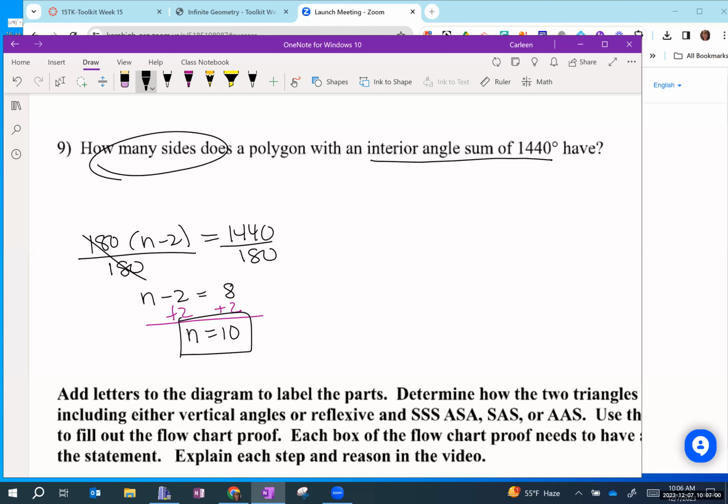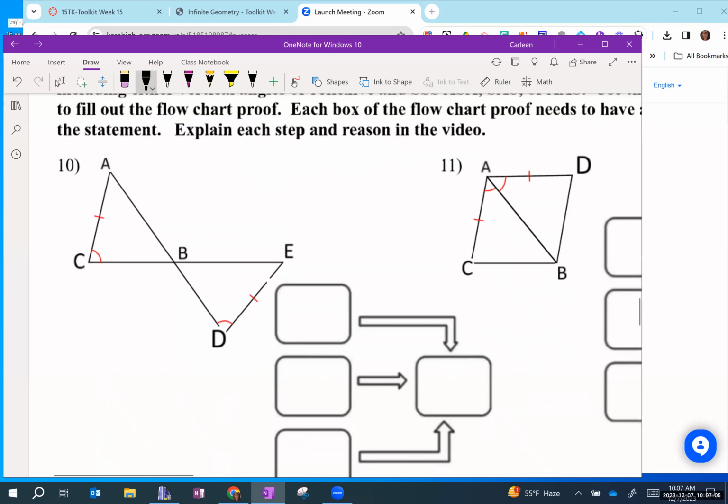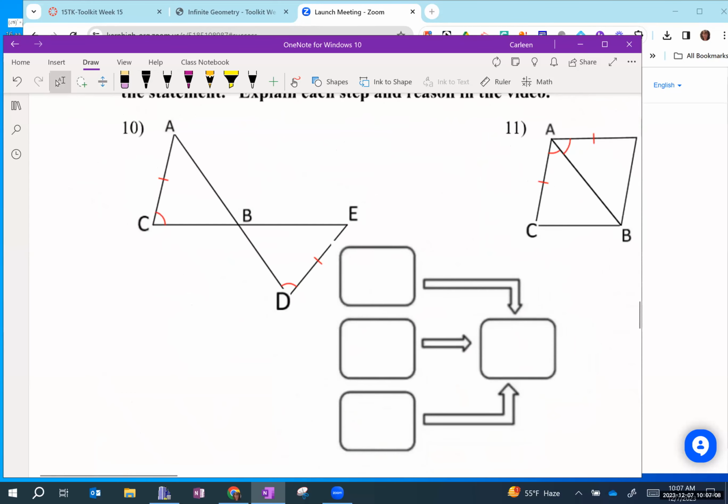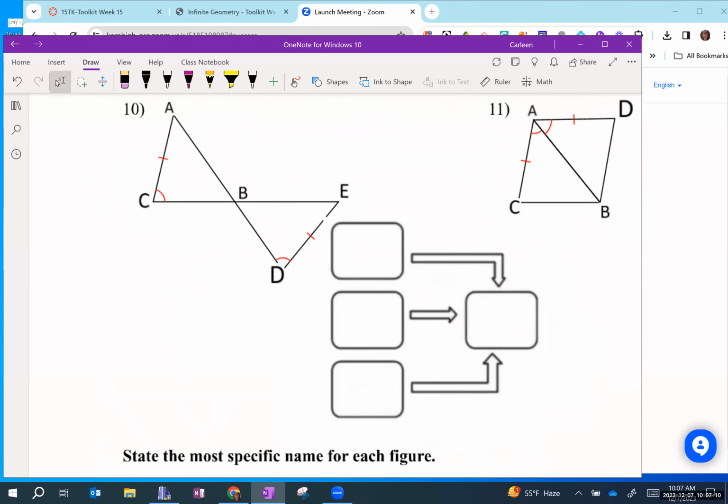Okay, so now we're going to review a little bit. Number 10, review. Let's make a flowchart proof. It says add letters. I added the letters for you. Now, what is the given? There are 2 givens here. And it's not stated. What is one given?